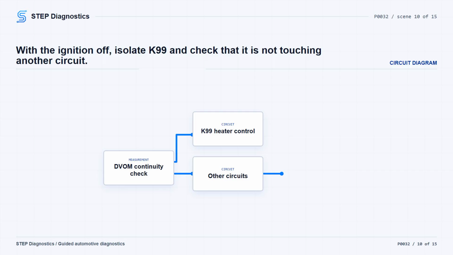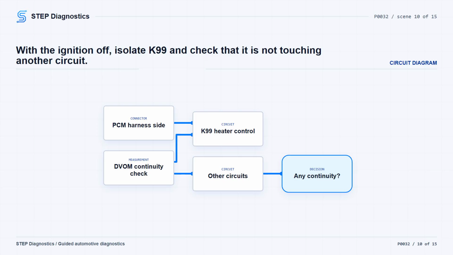At the PCM harness side, connect the DVOM to the K99 heater control circuit, then probe the other circuits at that connector. With the circuit isolated, there should be no continuity between the circuit being tested and any other circuit. Again, use the GPEC diagnostic adapter instead of probing PCM terminals directly. If continuity is found to another circuit, repair the short between those circuits, using the circuit path and inline connectors to narrow down the location, then verify the repair. If there is no continuity, keep going.